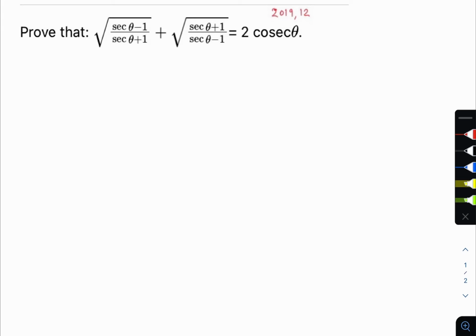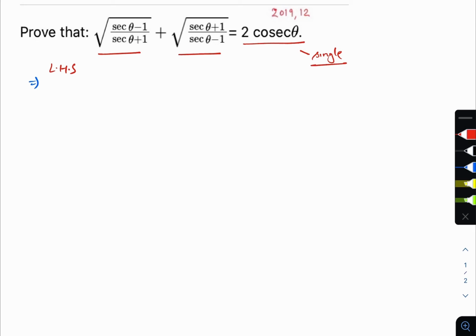So our first question today is: square root of (secant theta - 1) upon (secant theta + 1). First of all, we have two terms. These are two trigonometric functions and these are rational functions also, and in the right hand side we have 2 cosecant theta. So we will start from the left hand side itself. In such questions, whenever we have two or more terms in the left hand side and in the right hand side only a single term, definitely we will not start from the RHS. We will start from the LHS itself.